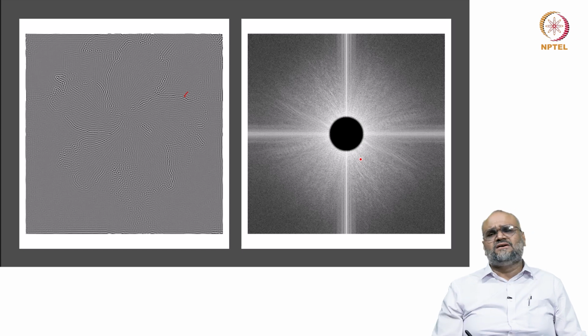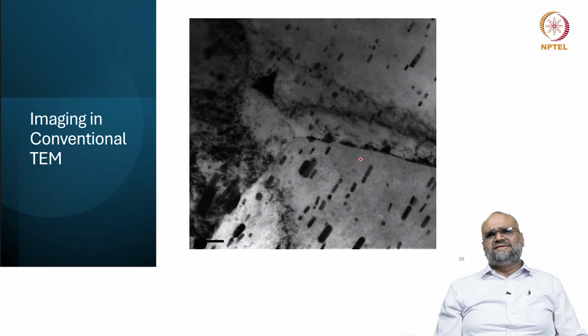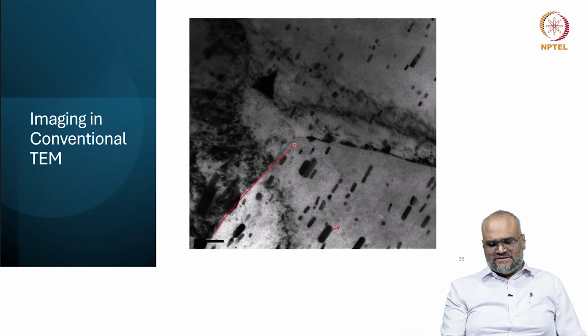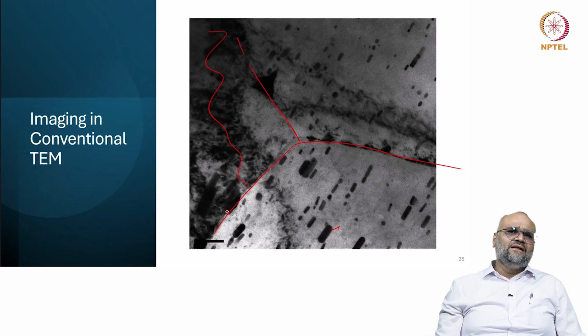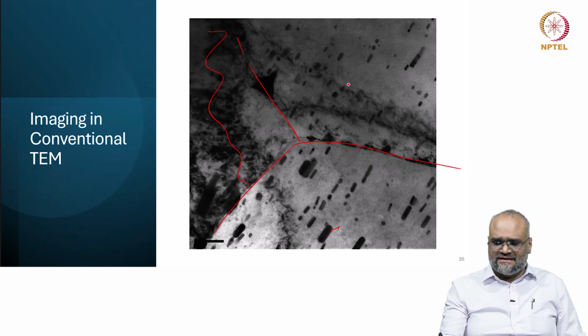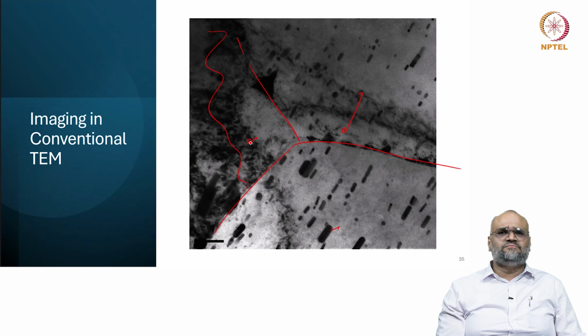Let us now look at the concept of imaging in conventional TEM. Here is an example of a bright field TEM micrograph. The dark features you see here are a secondary phase or a precipitate. The line you see here is a grain boundary, and the feature you see here is actually called bend contours or diffraction contrast. This is in fact an example of a bent contour, and this is diffraction contrast due to this particular grain being close to the zone axis.